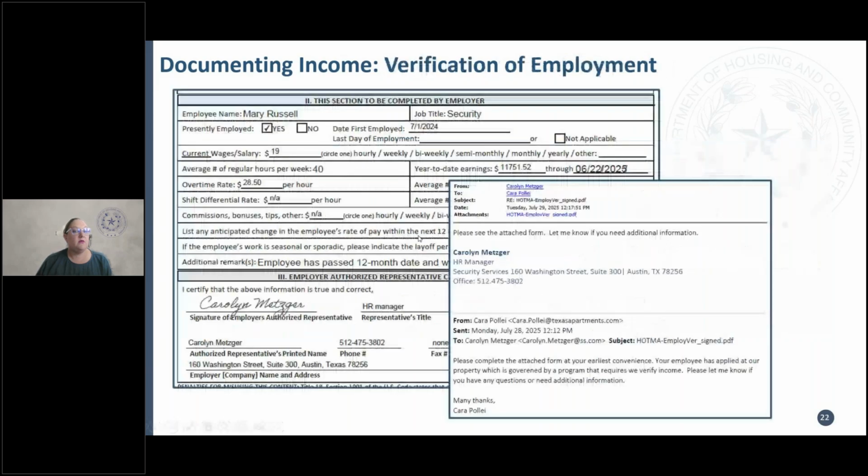The next type of income is the employment verification for Mary. We sent this to the HR person, Carolyn, and she sent it back to us. We've got our email saved there. We can see that Mary makes $19 an hour, 40 hours a week. There's an overtime rate listed. And then it looks like they've passed their 12-month date and are now considered a full-time regular employee. I'll give you guys just a moment to calculate that income, and then I will launch the poll.